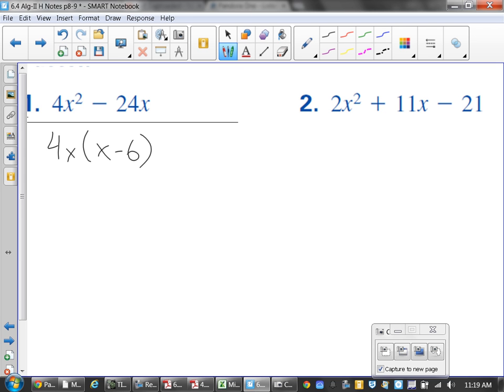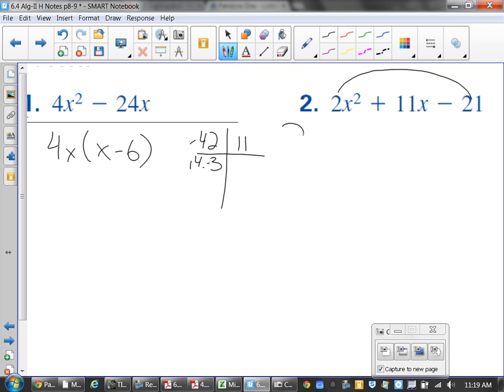Now the other style is where we do the factor by grouping, where you're going to split out that middle term. So what's 2 times negative 21? Negative 42. What times what is negative 42, and when you add it together, you get positive 11? Excellent. 14 and negative 3.